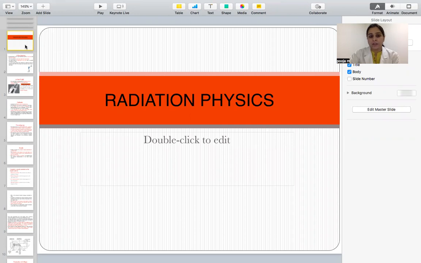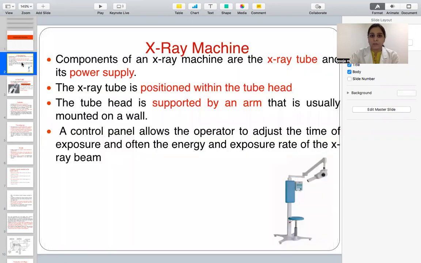Today I'll be talking about both the working of the X-ray machine and how X-rays are produced within your X-ray machine. Coming to the X-ray machine, there are basically two components or two parts. The first component is your X-ray tube, and the second component is a power supply. And this X-ray tube is positioned within your tube head.